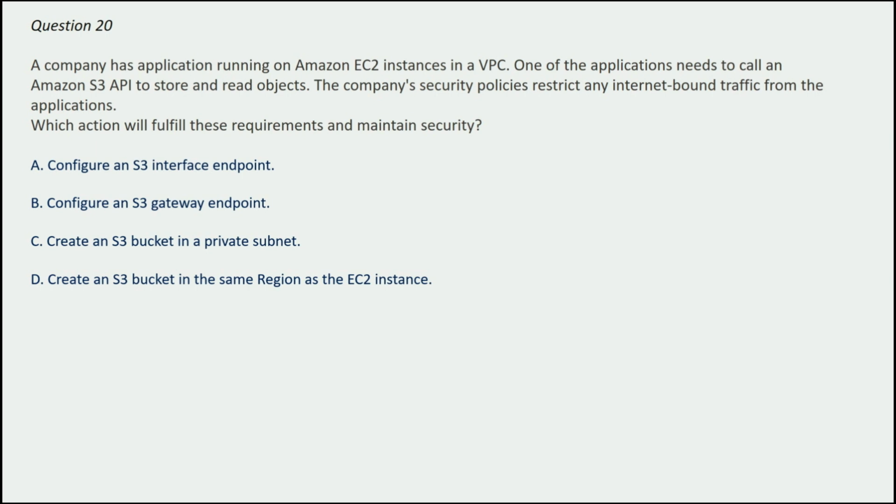So option B will be correct here, and this is why. Because an interface endpoint cannot be used here, because there is no interface endpoint for S3 or DynamoDB services. A gateway endpoint is only applicable for S3 or DynamoDB services. So here S3 was the requirement, so an S3 gateway endpoint will be the correct answer here.